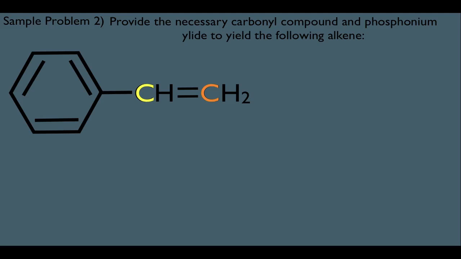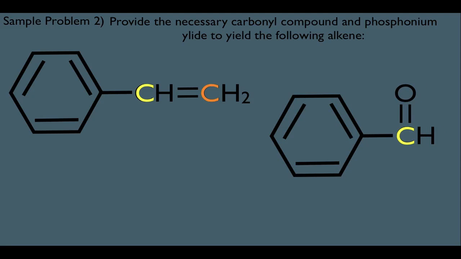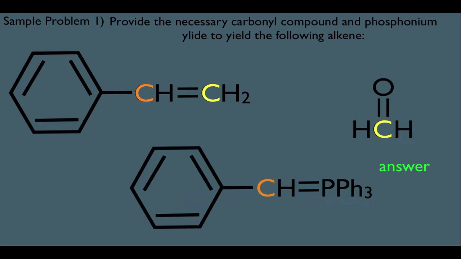So that means, working backwards, we would turn the yellow carbon here back into a carbonyl carbon, and we would turn the orange carbon into a phosphorus ylide. So this is the answer for the best possible yield. However, just in case, you can actually do it the other way around, and doing it the other way around would yield this as an answer.